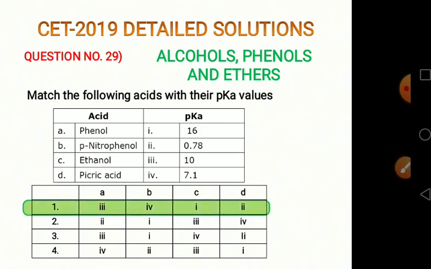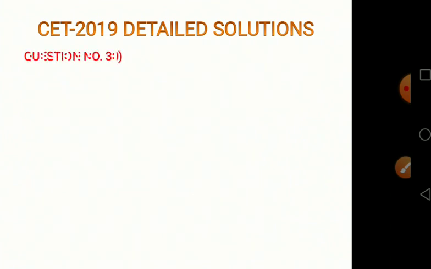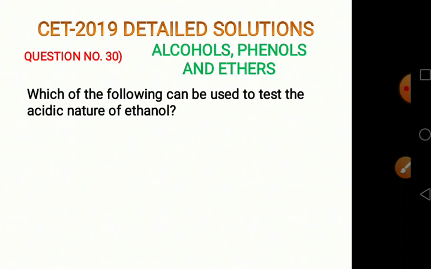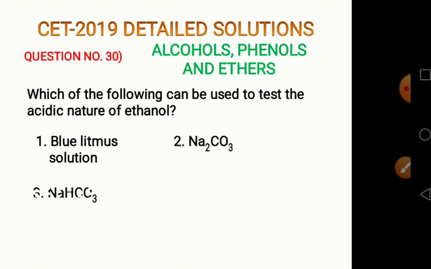Then the 30th question. In question number 30, which of the following can be used to test the acidic nature of ethanol? Blue litmus solution, Na2CO3, NaHCO3 and Na metal. Remember, ethanol is the weakest acid.